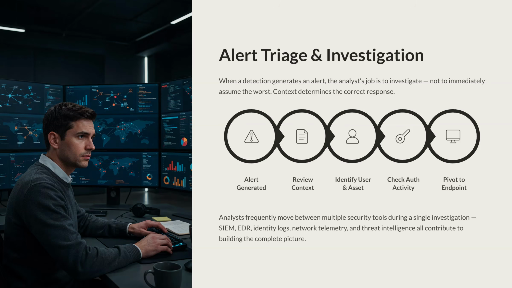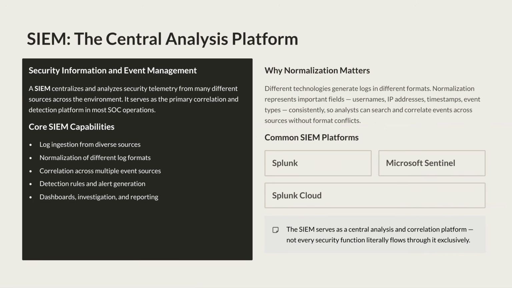The SIEM gives us broad visibility across the environment. EDR gives us deeper endpoint visibility. So imagine again that the SIEM detects suspicious authentication. I can use EDR to investigate the endpoint associated with that activity and look at processes, commands, network connections, persistence mechanisms, and other endpoint telemetry. Then I correlate that with authentication logs, DNS activity, firewall telemetry, cloud events, and threat intelligence.